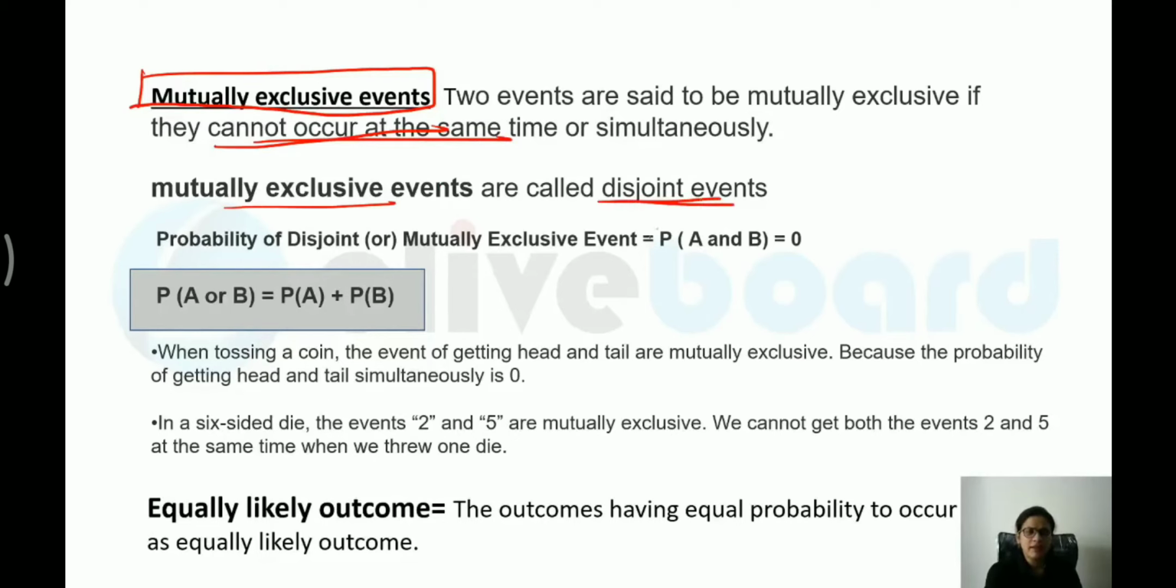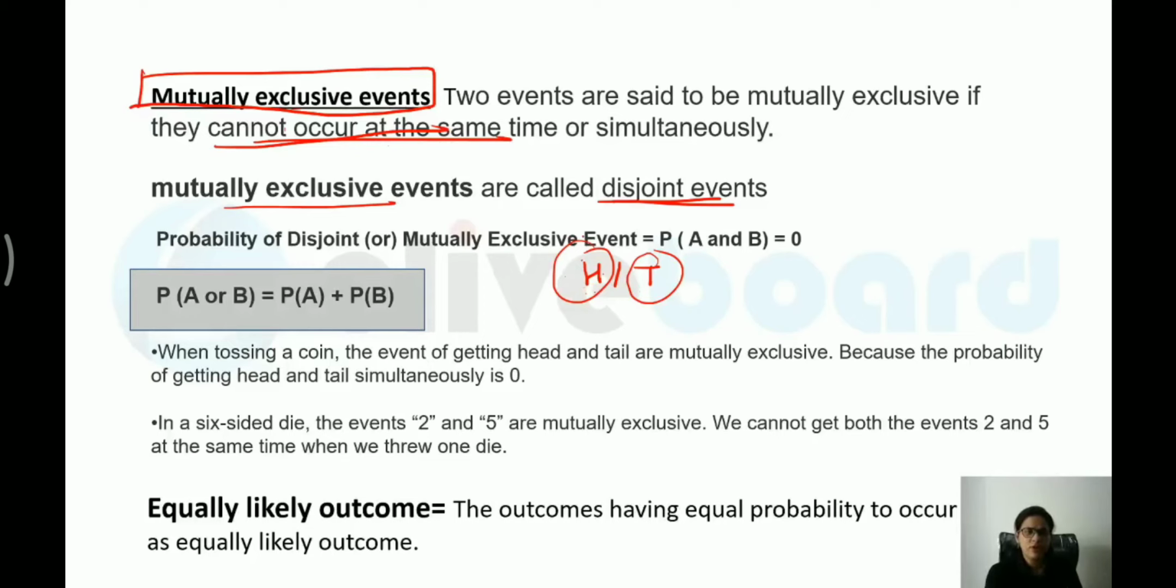For example, when I'm throwing a coin, I can either get head or I can get tail. I cannot get both the things at the same time. Are you getting it? So they cannot occur at the same time. Head and tail cannot be present at the same time. Either this will be there or this will be there. So these are called two disjoint events, or mutually exclusive events.